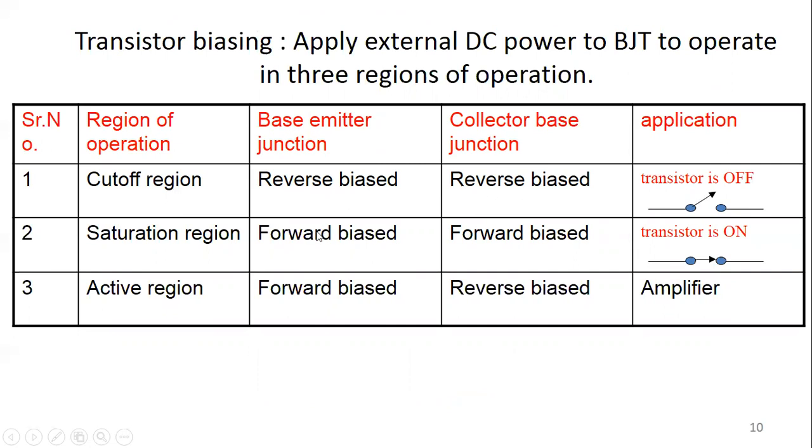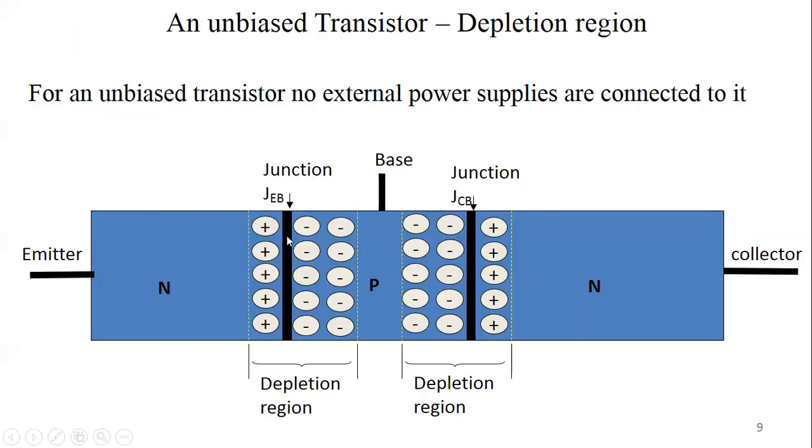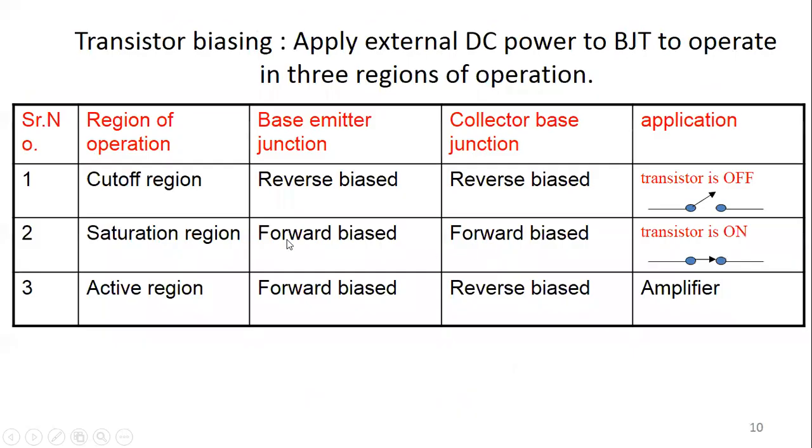And suppose both the emitter base and the collector base junctions are forward bias. If both junctions are forward bias, the depletion layer vanishes and there is very minor resistance, so maximum current will flow through this device. We call this region the saturation region, and we say that the transistor is on. So in the saturation region, the transistor is fully on and maximum current is going to flow.